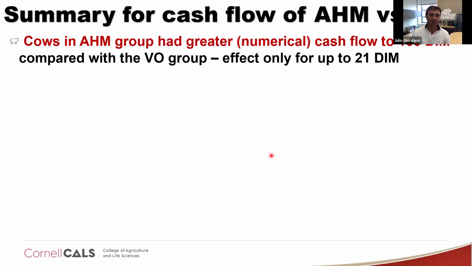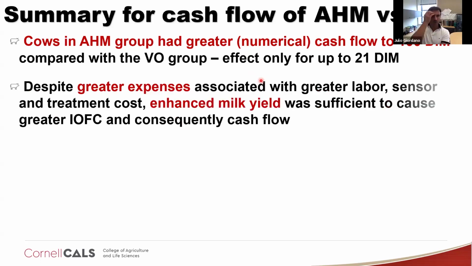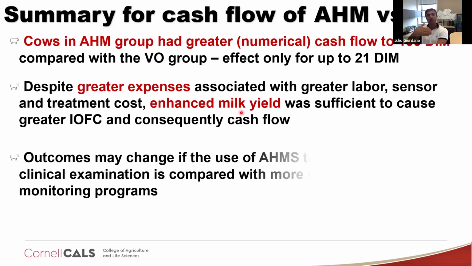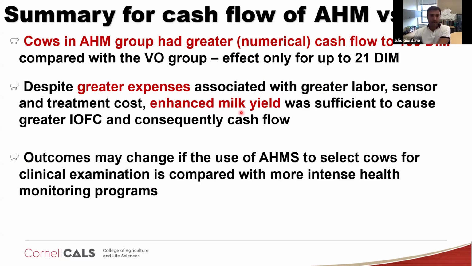Okay, so to finish with this, for automated health monitoring, for the first time in our studies, we find a gain in cash flow for a group that uses automation. Again, it's numerical for the first 100 days in milk, and it was mostly due to the first 21 days in milk. So yes, there are greater expenses. However, the enhanced milk yield in early lactation fully compensated for that.